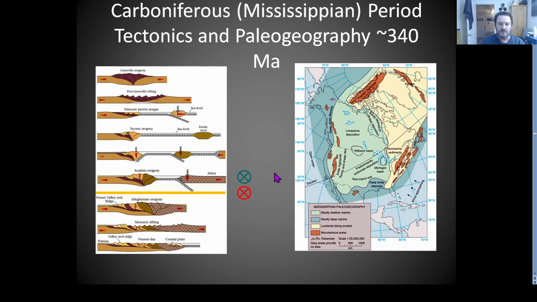So the Carboniferous consists of the Mississippian period as well as the Pennsylvanian. I always remember it as M comes before P, so it's Mississippian then Pennsylvanian. And these are the tectonics of it.